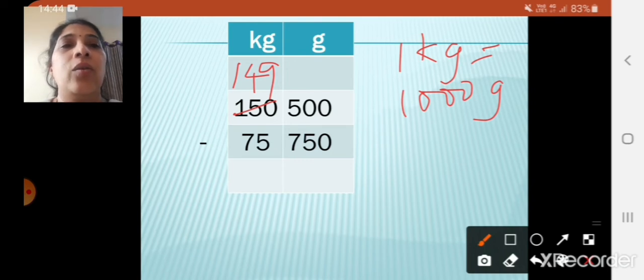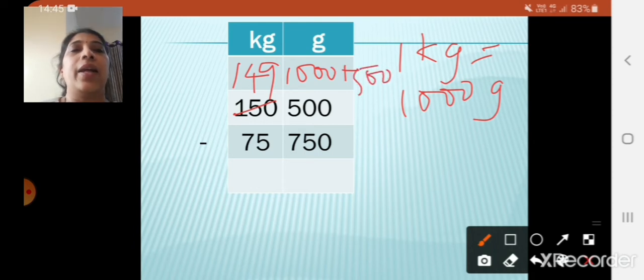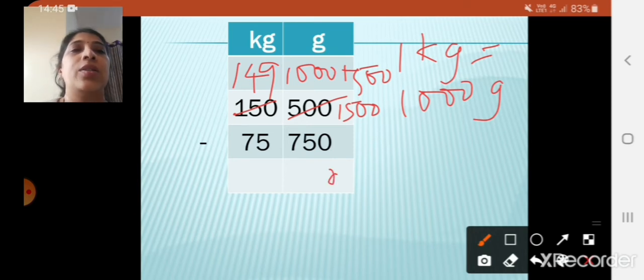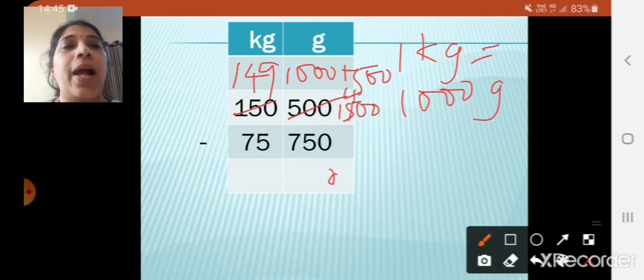So what you will do? You will write 1000 plus this down which is there 500, right? So how much it becomes? It becomes 1500. Now 0 minus 0 is 0. 0 minus 5, you cannot subtract 0 from 5. So you are going to borrow 1 from hundreds place. So in hundreds place, in place of 5 it will become 4, and in tens place it will become 10. Now 10 minus 5 is 5.